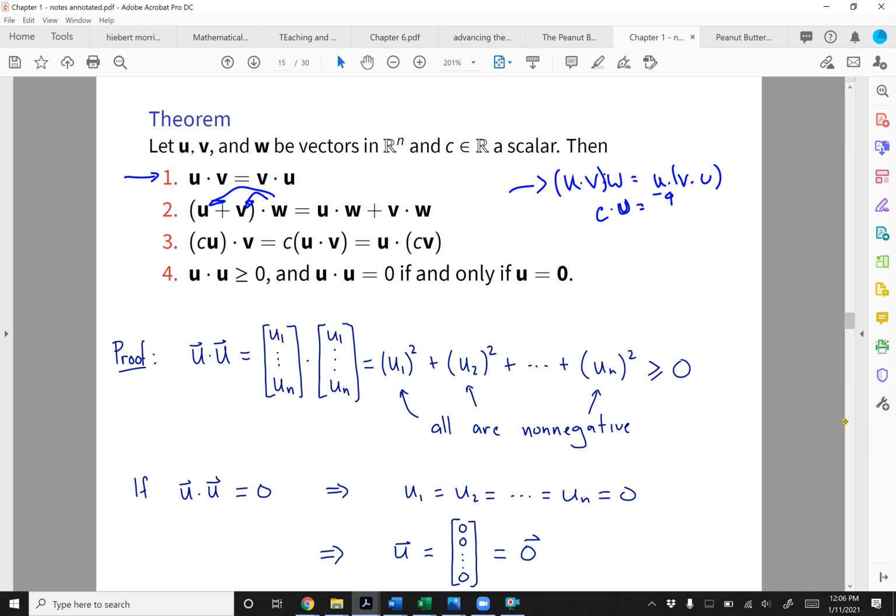U dot U is always greater than or equal to 0, and U dot U is 0 if and only if U is 0, and I have the proof here. Basically, you're squaring each of the values of U, because this is U dot itself, so you're squaring each of the values. So all of those have to be 0 or larger, and the only way that each of those terms could be 0 is if each of the entries is 0. So that's the way the proof goes.